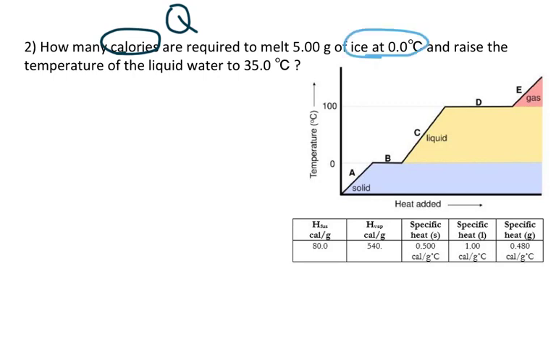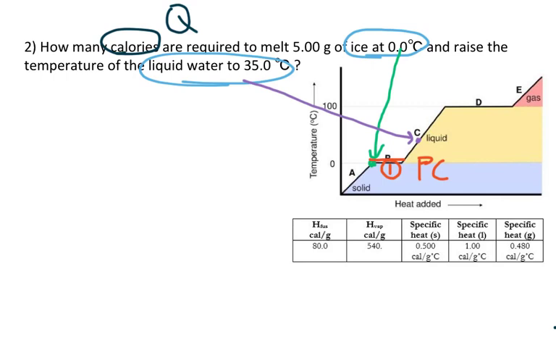So first, we're going to notice that we're ice at 0 degrees. Well, where is that on the graph? And then we're going to liquid water at 35 degrees. So where is that on the graph? So the ice at 0 is at the beginning of the temperature change, so right at the beginning of the phase change where the B is. Liquid water ending up at 35 degrees is somewhere in the vicinity of where I drew the dot. So we're in the middle of the liquid phase-ish.